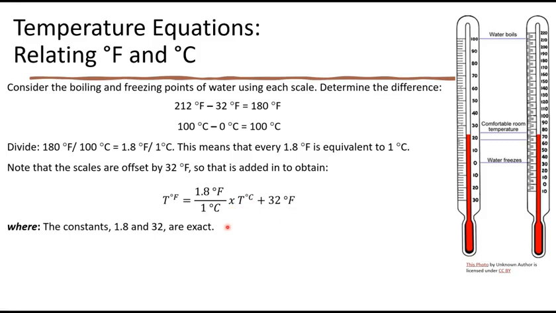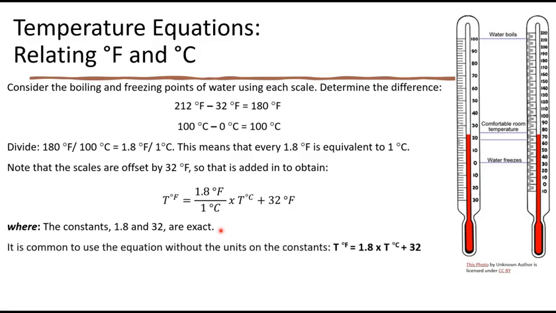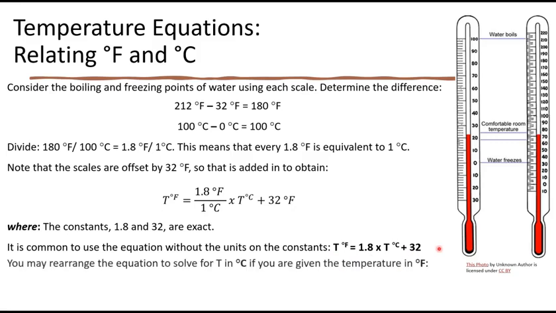Note that the constants 1.8 and 32 are exact. They have an infinite number of significant figures and will not limit you in calculations. It is common to use the equation with all of the units on the constants. So feel free to use the temperature in degrees Fahrenheit equals 1.8 times the temperature in degrees Celsius plus 32.